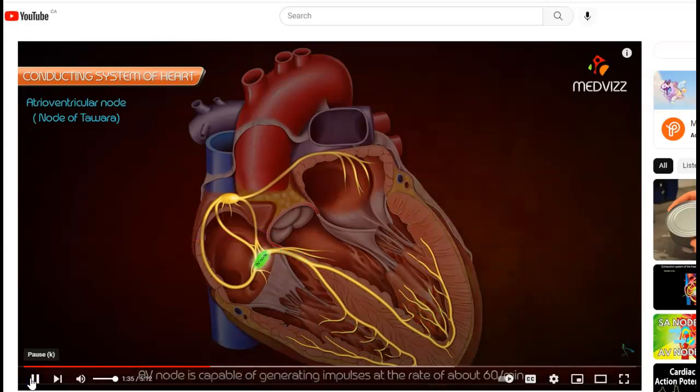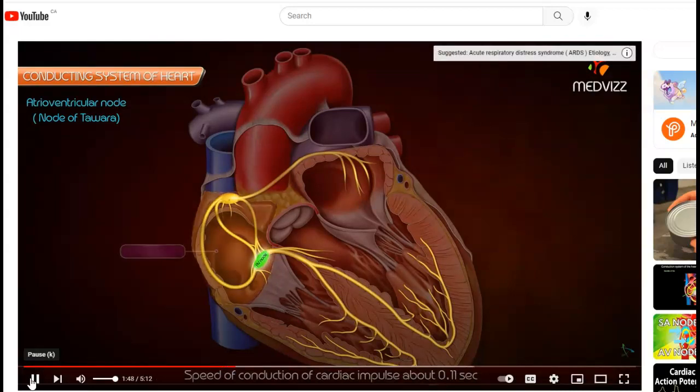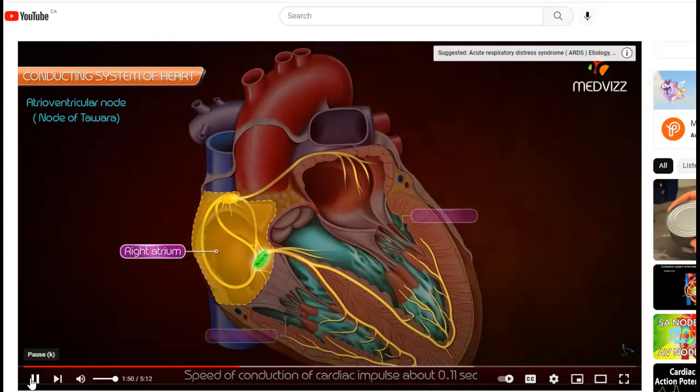The AV node is capable of generating impulses at a rate of about 60 per minute. The speed of conduction of cardiac impulse, which is about 0.11 seconds, provides sufficient time to the atria to empty their blood into the ventricle before ventricles start contracting.